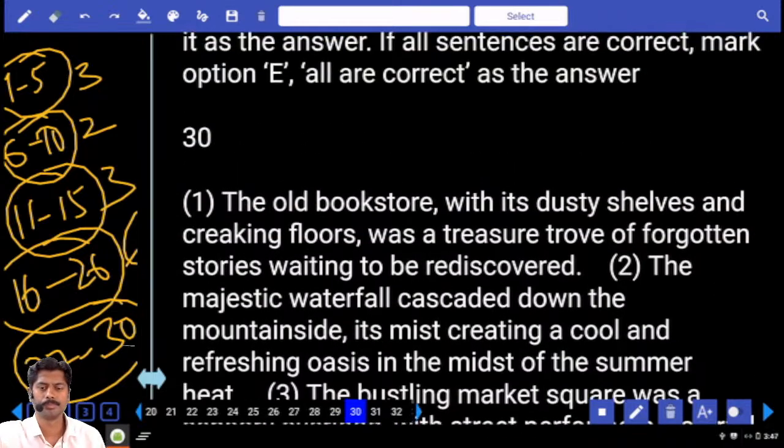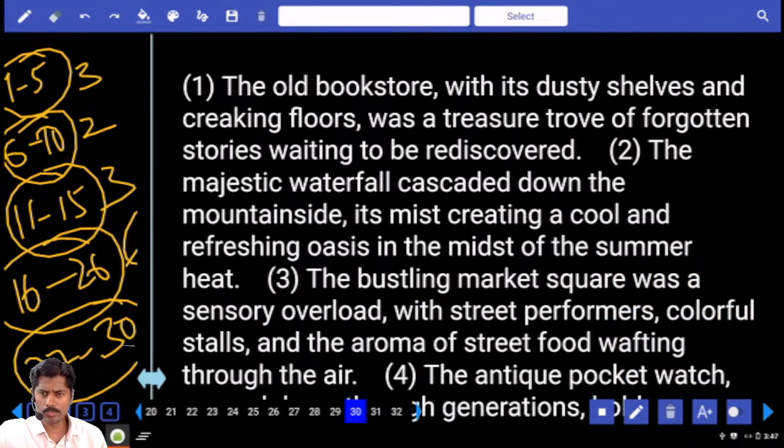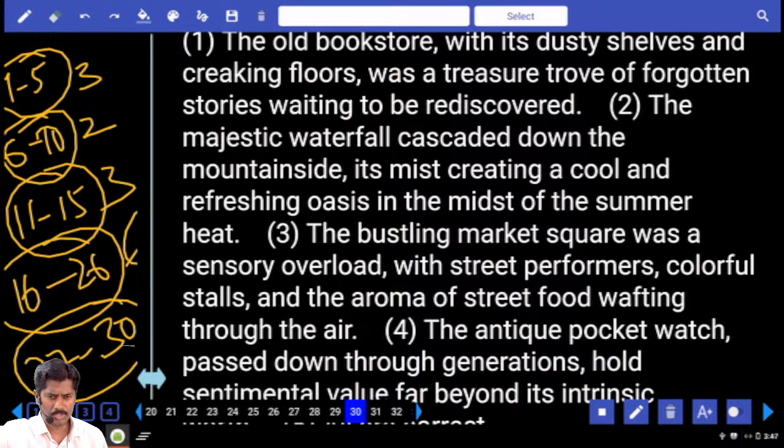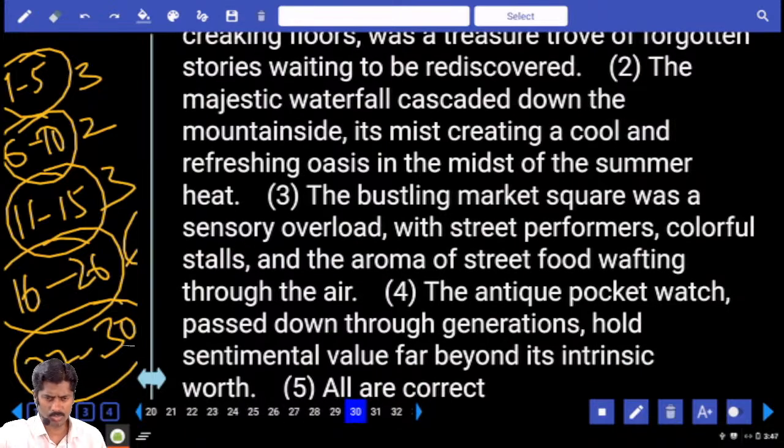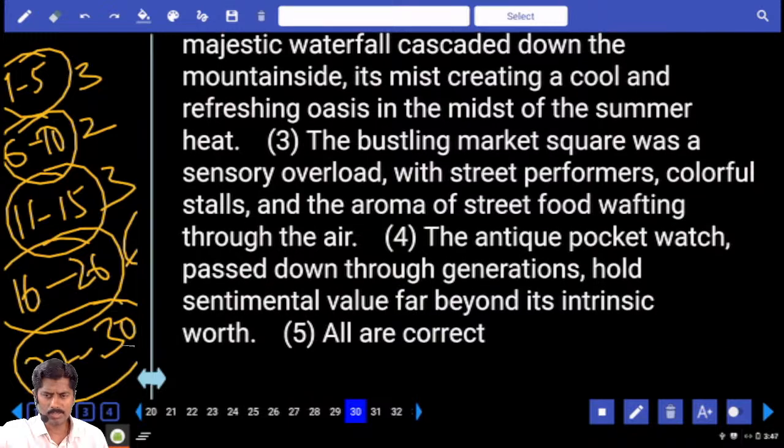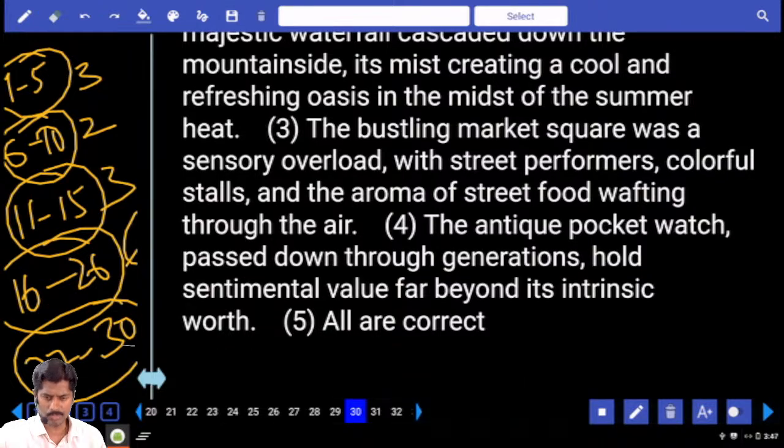Last question. The old bookstore with its dusty shelves and creaking floors was a treasure trove of forgotten stories waiting to be rediscovered. The majestic waterfall cascaded down the mountainside, its mist creating a cool and refreshing oasis in the midst of the summer heat. Okay. The bustling market square was a sensory overload, with street performers, colorful stalls, and the aroma of street food wafting through the air. This also appears correct.